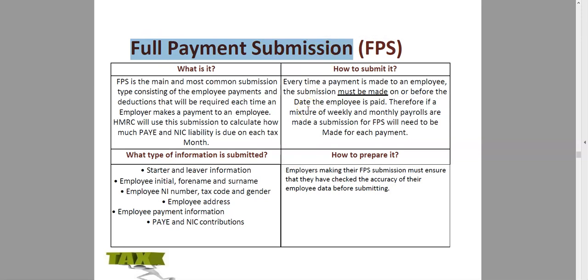This one has to be submitted to HMRC before the payment is made to the employees. So every time a payment is made to an employee, the submission must be made on or before the date the employee is paid. Therefore, if a mixture of weekly or monthly payrolls are made, an FPS submission will need to be made for each payment.